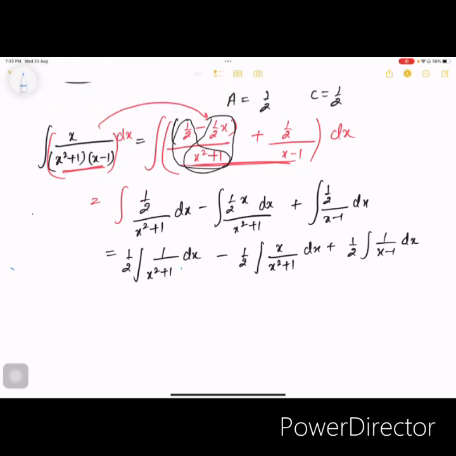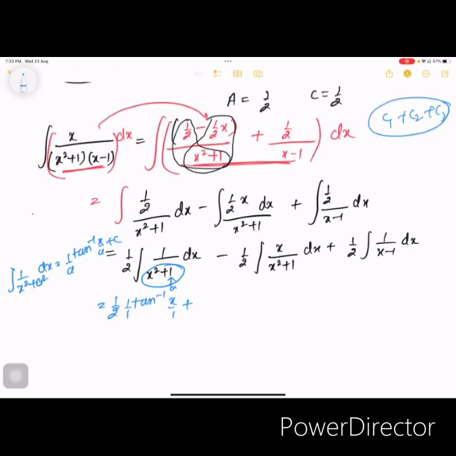Okay, now for this one we know the formula: integration of 1 upon x square plus a square dx is 1 upon a tan inverse x upon a plus c. 1 by 2 is constant, it will become tan inverse x upon 1 because a is 1, plus c. See, there will be 3 c. अगर हम ऐसे प्लस करेंगे 3 कांस्टेंट आएंगे. 3 c means c1, c2, c3. But adding 3 constants, we are again getting one constant term. अगर आप 3 constant term को add करोगे, resultant will be a new constant term only.